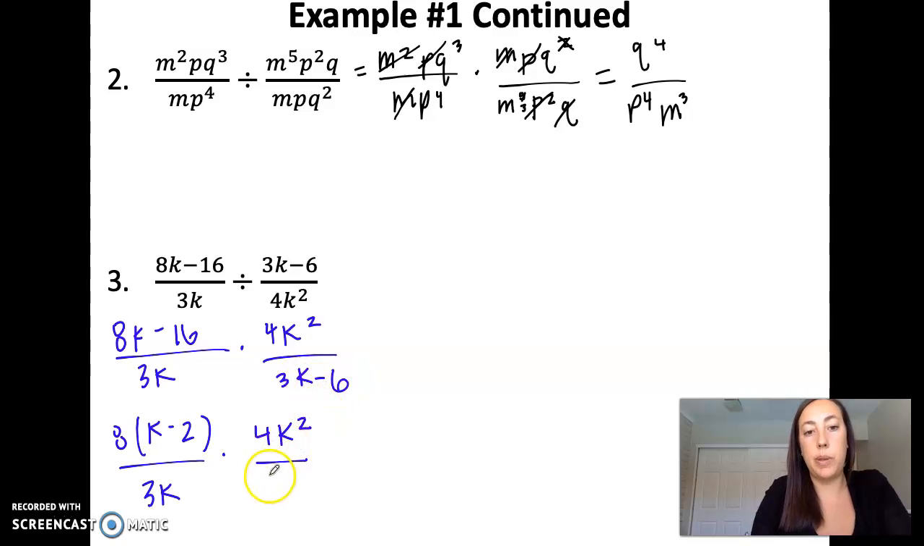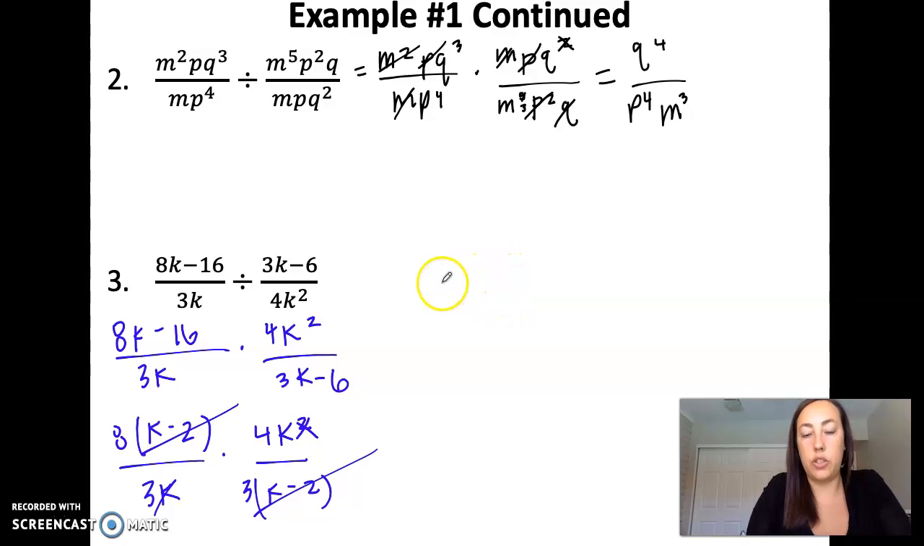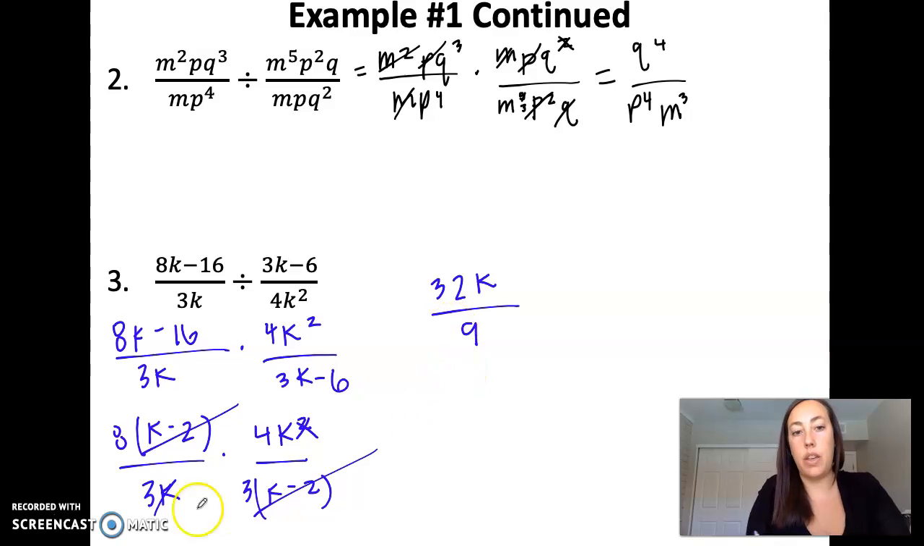But again, we have another binomial with a GCF we can factor out. We can factor out a 3. And then you can see we have these k minus 2's that we can cancel. This k will cancel with one of those k's. And then let's simplify. So we have 8 times 4, which is 32, and we have 1k. And then on bottom, we have 3 times 3, which gives us 9. So 32k over 9. We can't simplify 32 and 9. They have nothing in common.